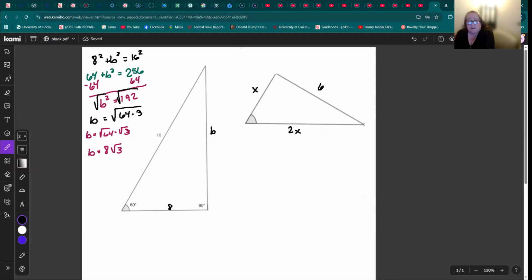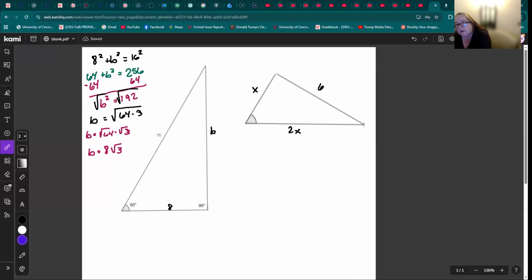And once we have that labeled, so as soon as we can label all 3 sides with one variable and numbers, you can always use the Pythagorean theorem. If you can't use just one variable and numbers, then you can't use the Pythagorean theorem, and we'll have to use different ways to find the sides of the triangle, but we will get there.